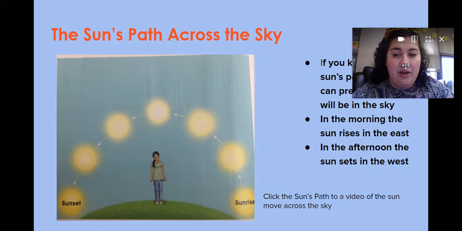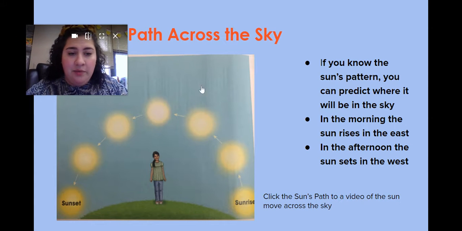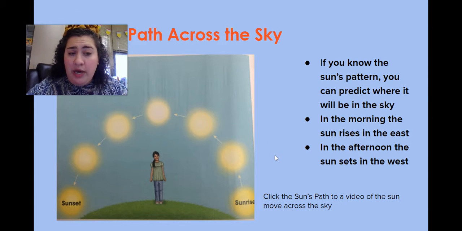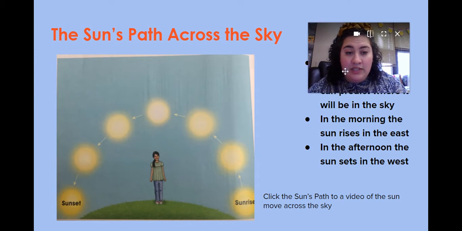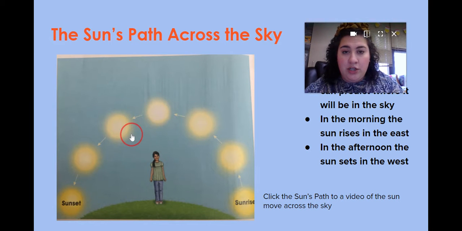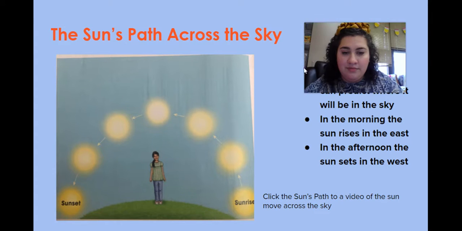The sun's path across the sky. We've been talking about how the sun moves, and it changes based on the time of day. When you know the sun's pattern, you can predict where it will be in the sky. In the morning, the sun rises in the east, and in the afternoon, the sun sets in the west. We can click on the sun's path to watch a video, but you can do that on your own.